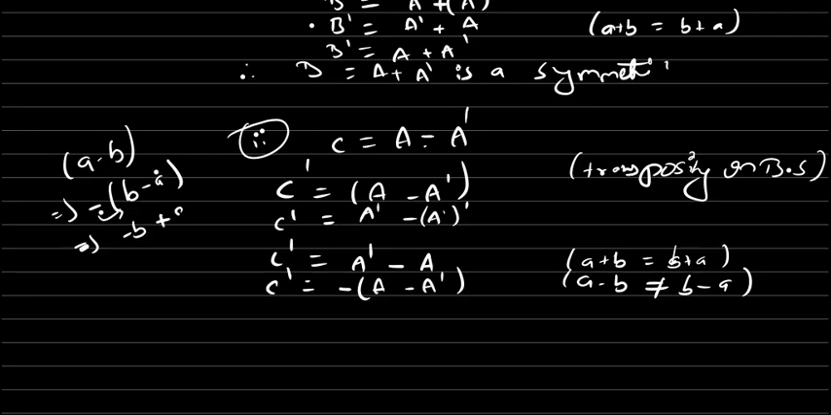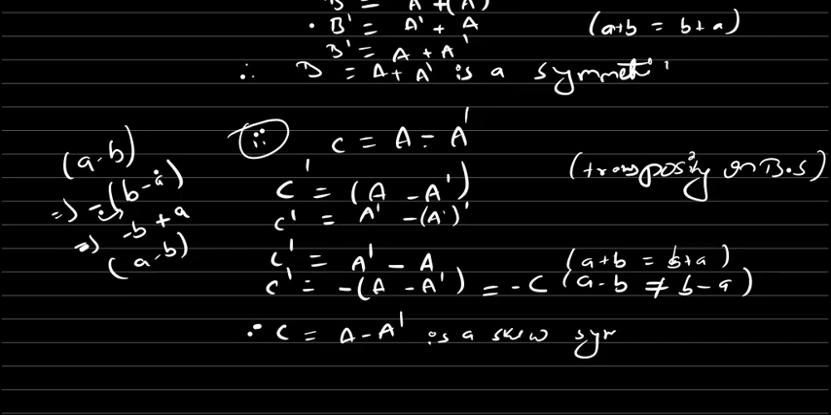So you can rearrange this order. So that's why we will write it in this one. Again, you people know that this will be your minus C. Therefore, C equal to A minus A dash is a skew symmetric matrix.